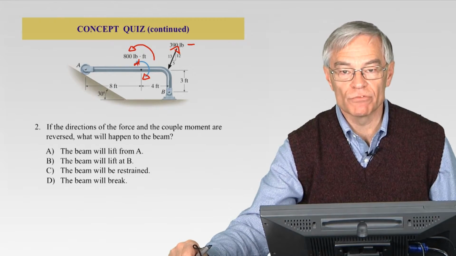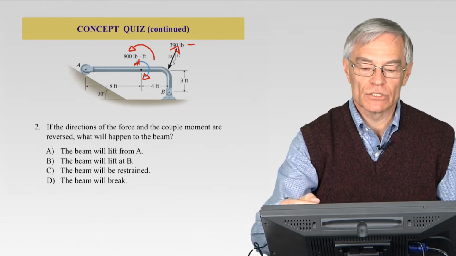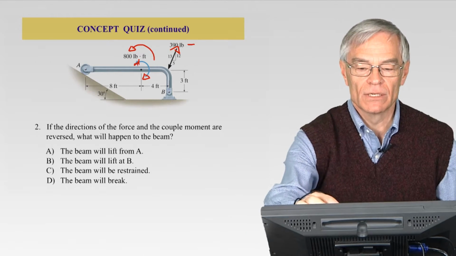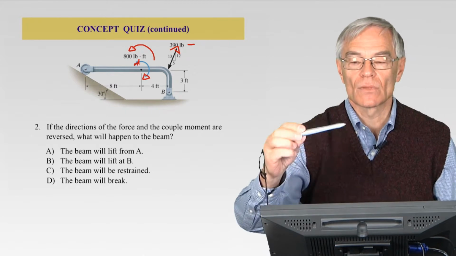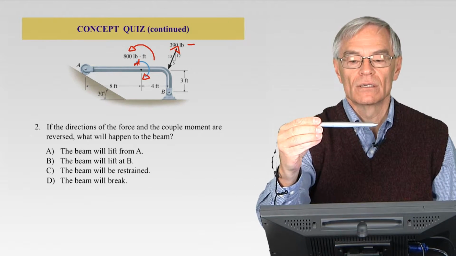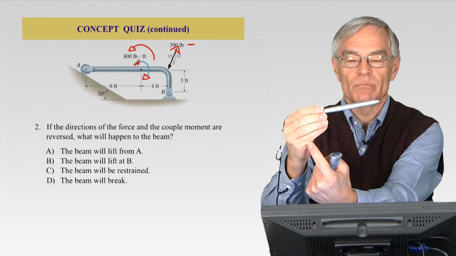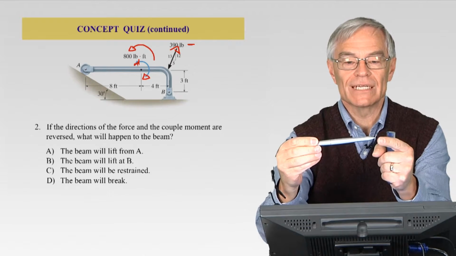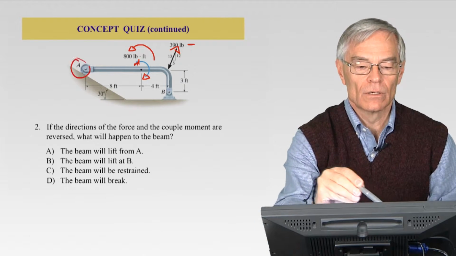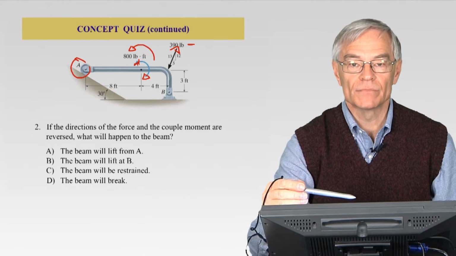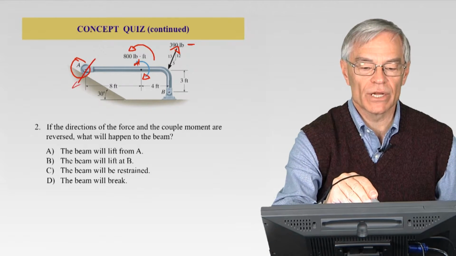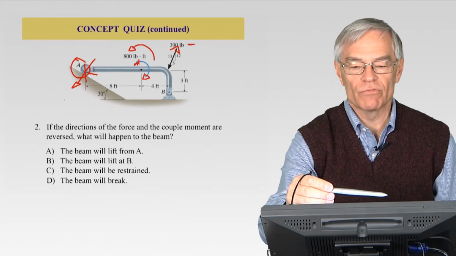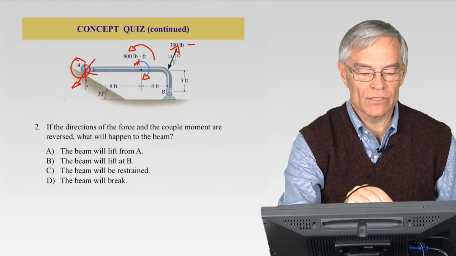Hopefully this one was pretty easy for you. Again, let's think about it. The beam will lift from A. Well, yeah, actually that probably will happen. If I put a moment on that beam, it's pinned down here at B, so it's going to rotate. There's nothing at A to keep it down. A only prevents it from going this direction, right? So it cannot go that direction. So if I reverse it, it's going to lift. So the right answer is A.